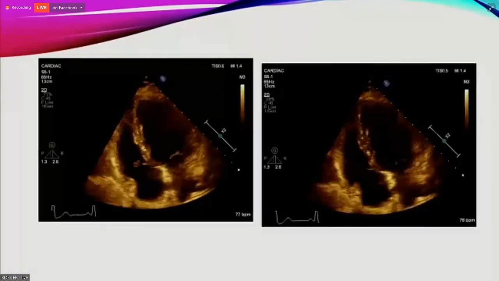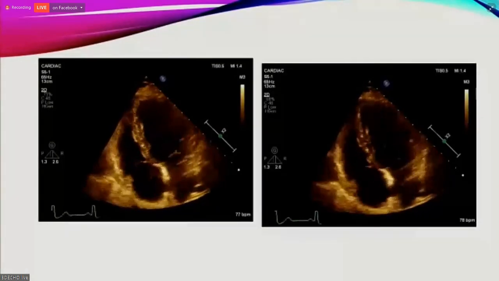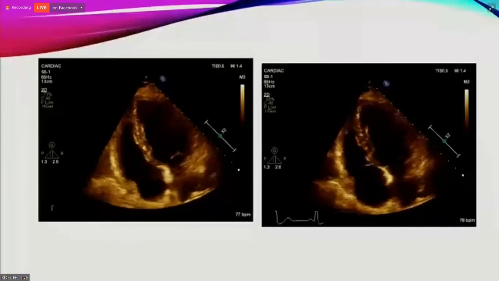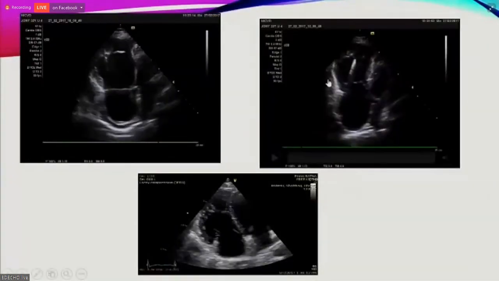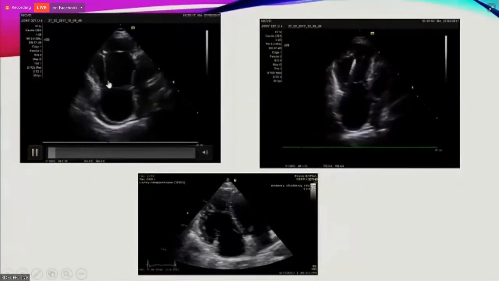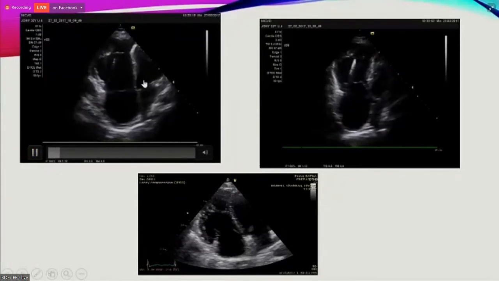So this is the RV in a four-chamber view. That was the normal RV. Here there is a dilated RV.